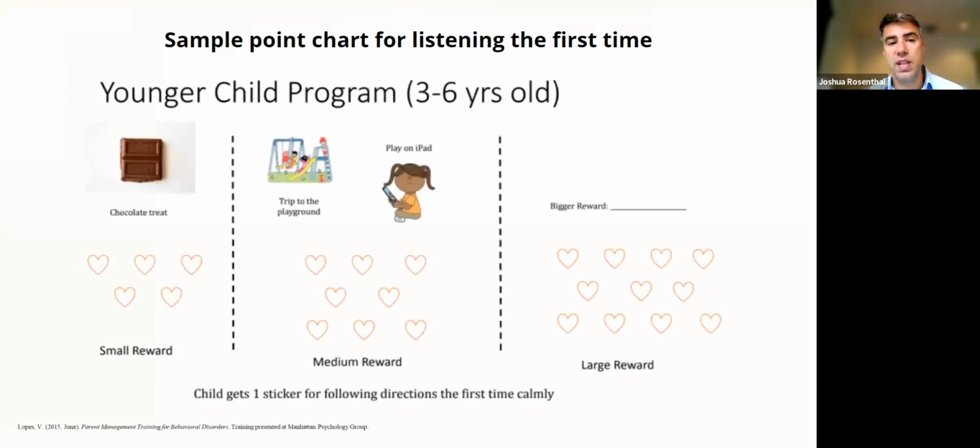So this is a sample point chart that we talked about. You might use this for a younger kid. A small reward if they do the behavior, like listening the first time. If they listen a lot, they get a medium reward. And if they listen even more, maybe they get a bigger reward, something like a toy or something that's even more powerful. Very simple.